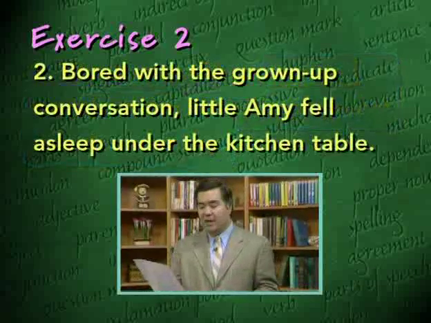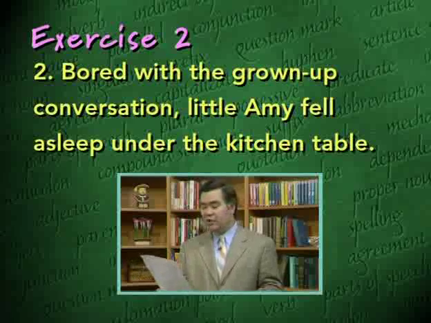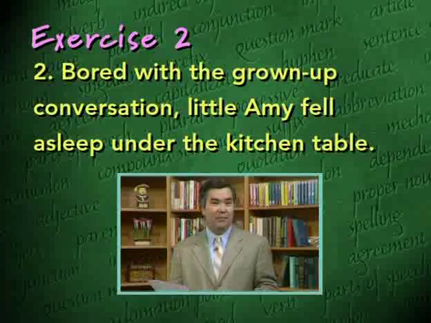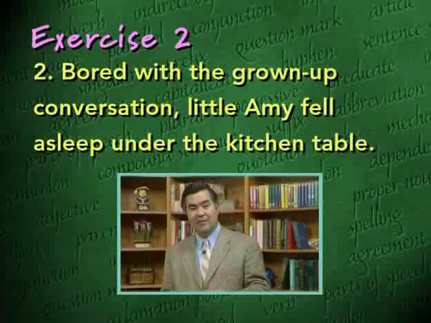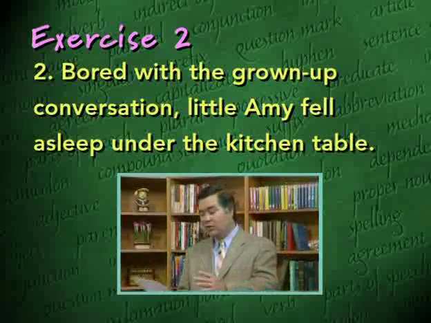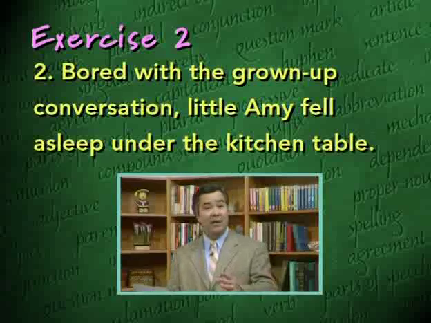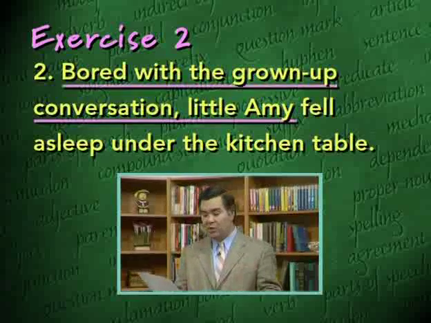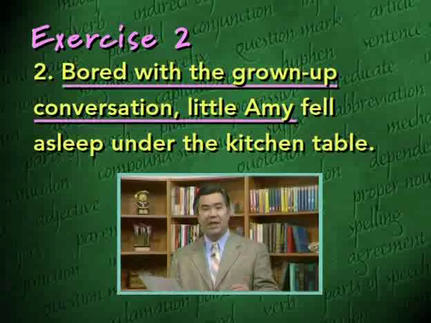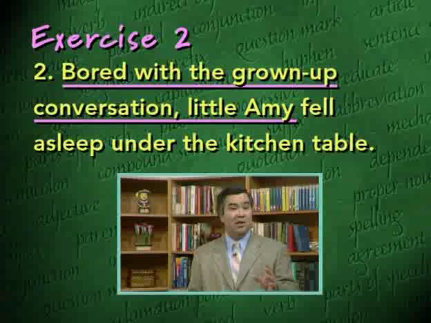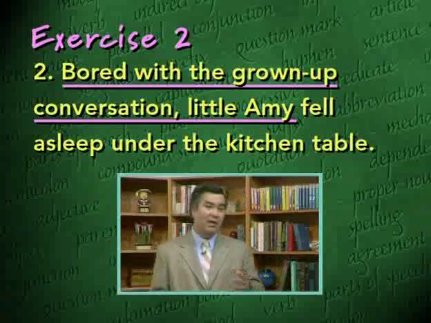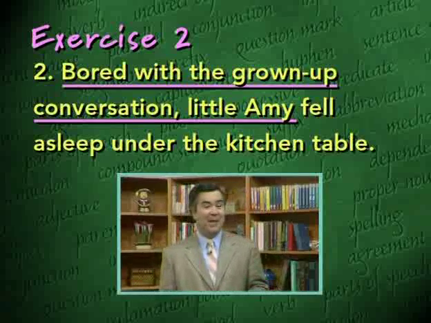Bored with the grown-up conversation, little Amy fell asleep under the kitchen table. Where would you divide this sentence between the subject and the predicate? In this case, the subject includes all the words up to little Amy. So the subject would include bored with the grown-up conversation, little Amy. All of that is the subject. All of that describes what the sentence is about, or in this case, who the sentence is about.